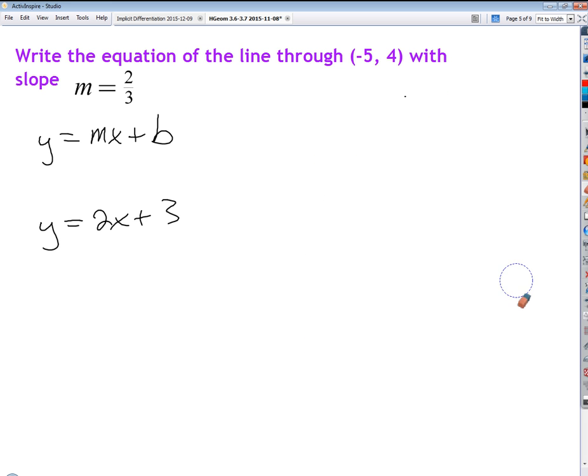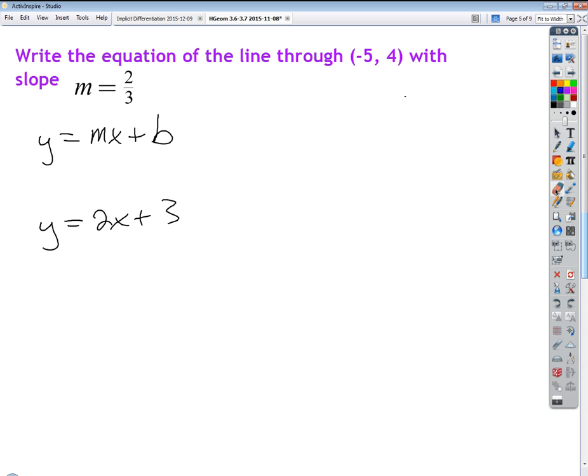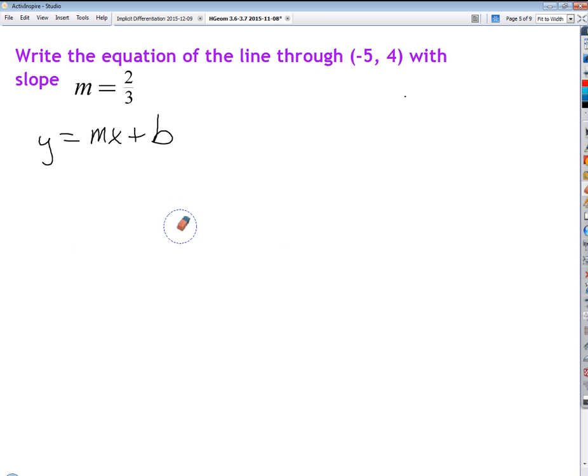Okay, so then, back to what we were talking about. So we've got this equation of a line of the form y equals mx plus b. Let's say we aren't given both the values of m and b, but we're given one of them, 2/3 in this case.